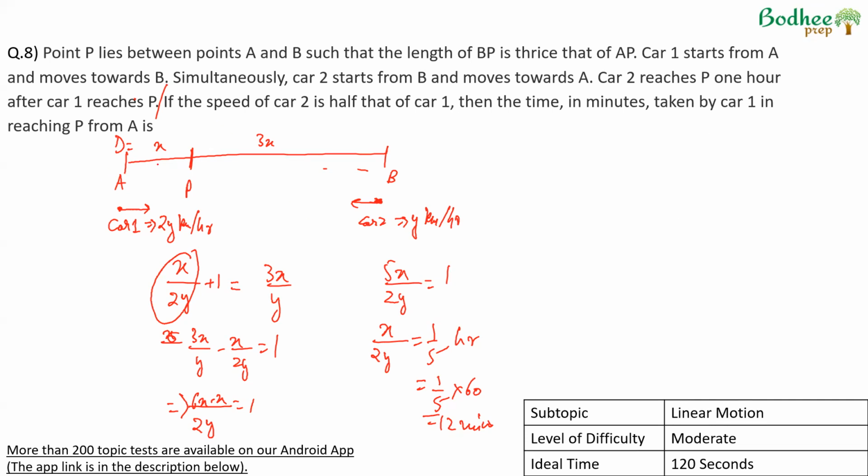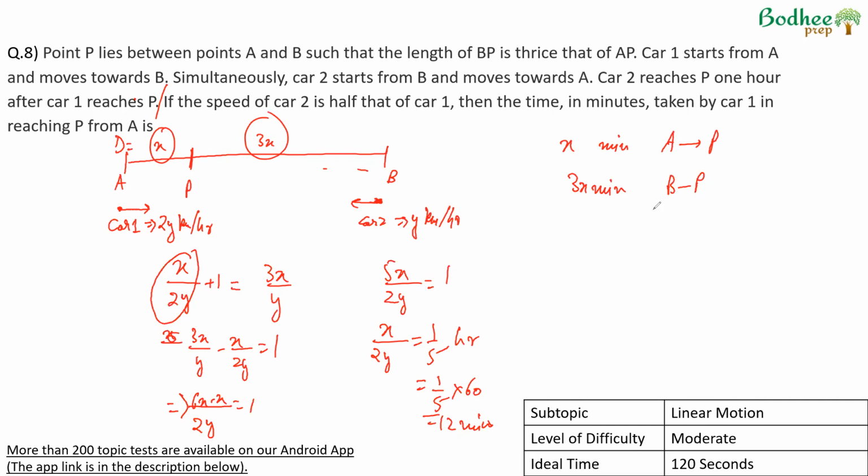Another way of looking at this question could be proportionality, where we say, suppose car A takes x minutes to reach P, A to P, right? Now the distance from B to P is 3 times. So if nothing else changes, the time will become 3x minutes from B to P.